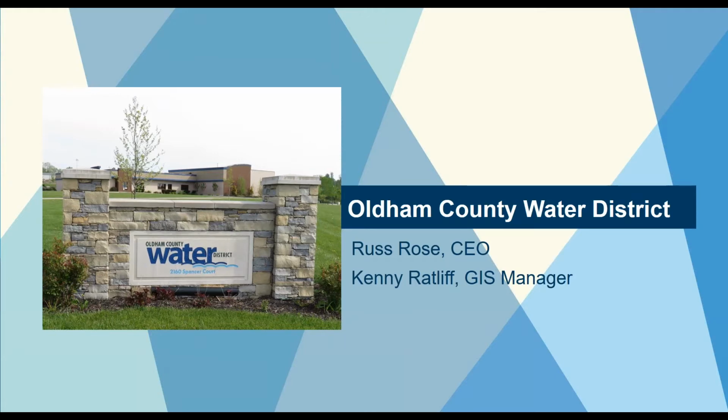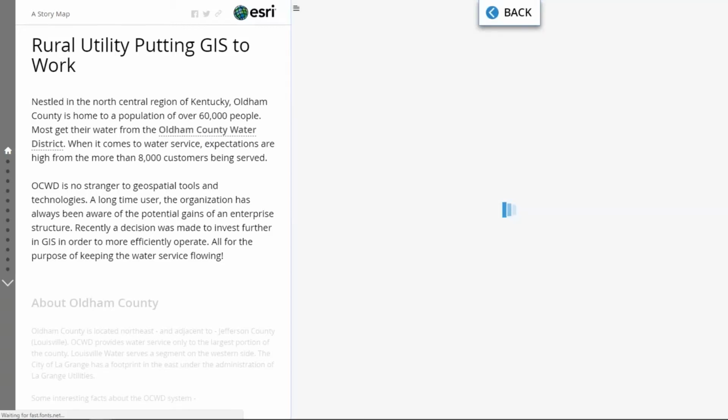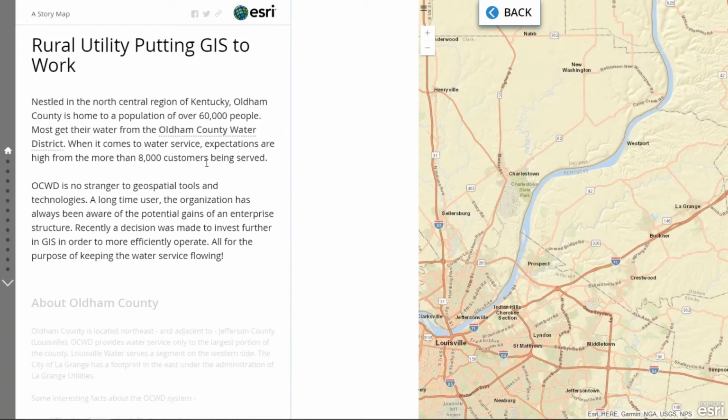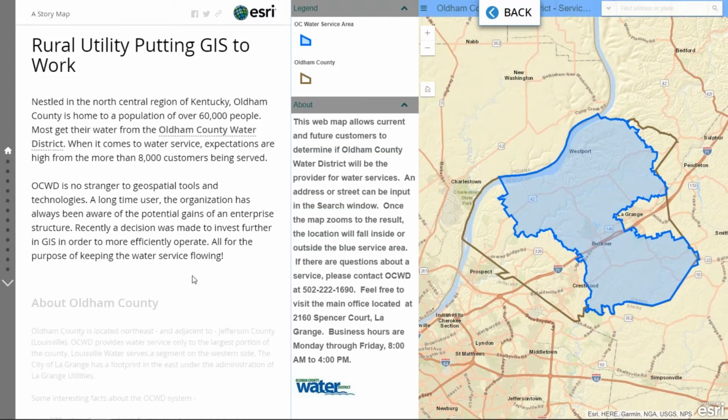So I'm going to start out. I already told you a little bit about the Water District and how it came together. Started in the early 60s, but then came together as it is today in the 80s by merging two smaller districts together. At that time, those districts had about 2,100 customers, and today we've grown to where we serve about 8,400 customers actually, and we serve about 2/3 of the geographic size of Oldham County.